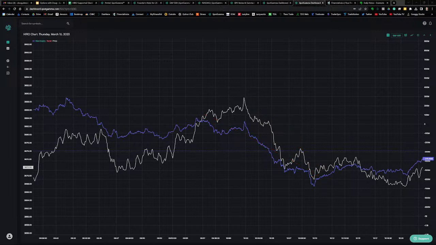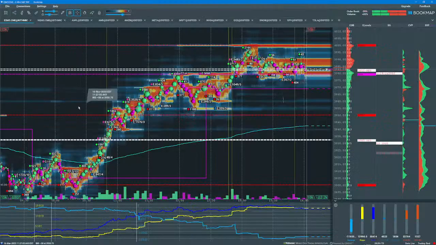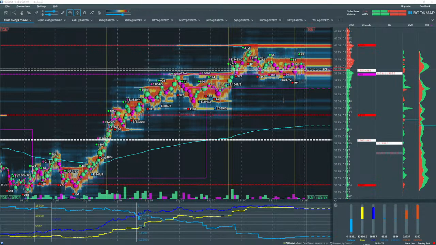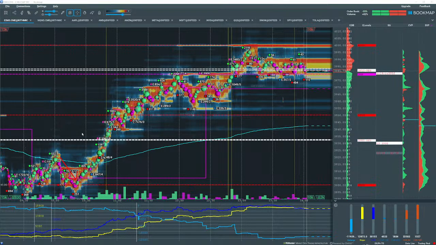So let's go take a look at Bookmap now. And I'm going to see, this was what I was talking about, just a little blip here. A reversal at the VWAP down to the 3900 level. So good for 15, 20 points, something like that, or a little bit less than 2 points in SPY.